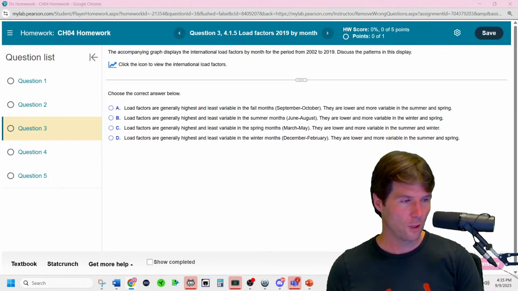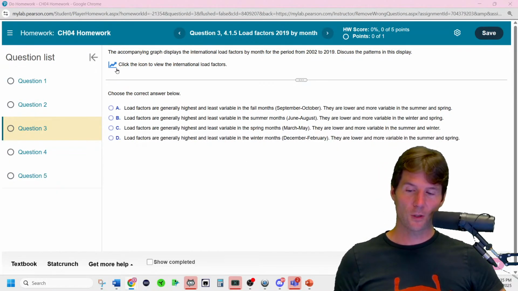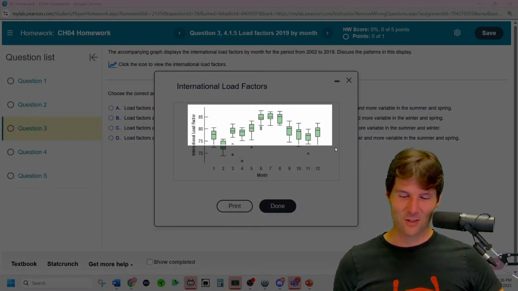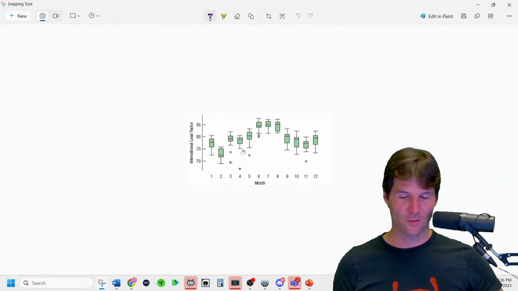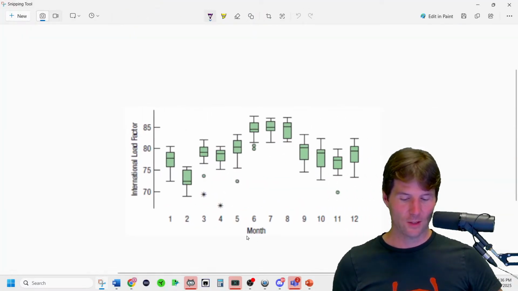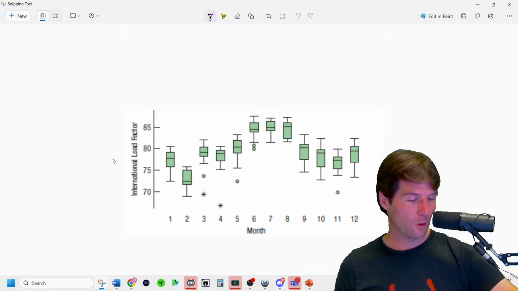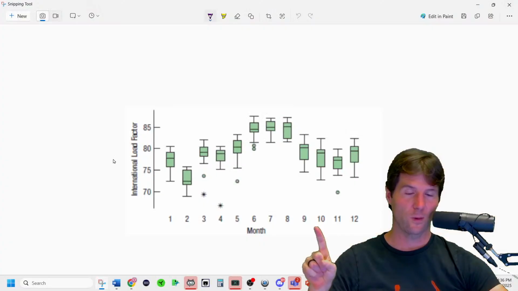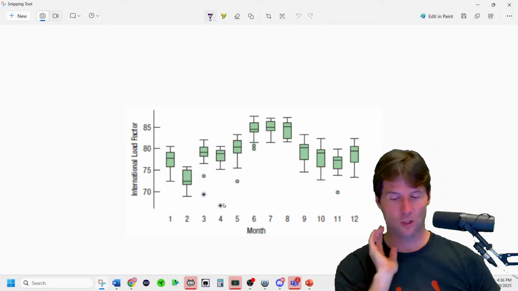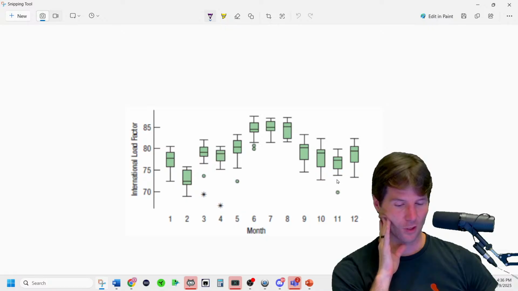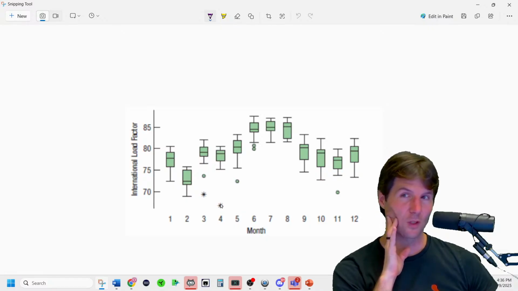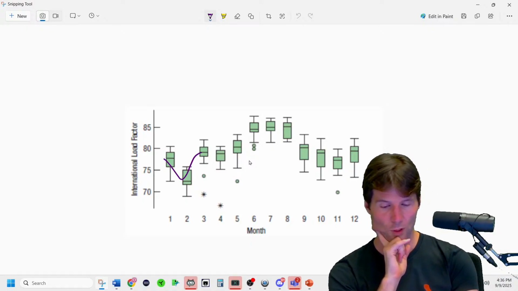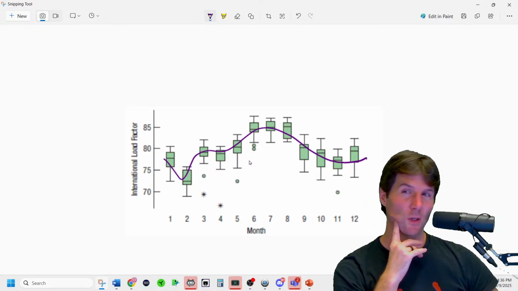Okay. Question 3. There's a study about load factors right here, and we're looking at not the graphic I expected to see. These are side-by-side box plots. Side-by-side box plots are the visualization of a categorical X with a quantitative Y. So a categorical X and a quantitative Y are being shown to you in side-by-side box plots right there. And with this, you can see some extreme outliers here in March and April, also an extreme outlier. It's pretty large. Extreme is highlighted by a star. And we see a pattern to this, the trend of it.